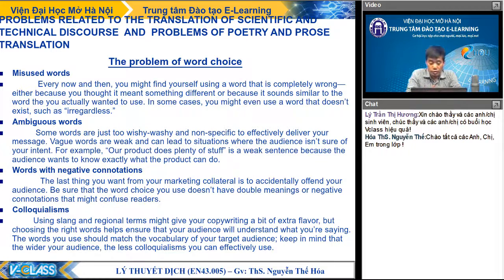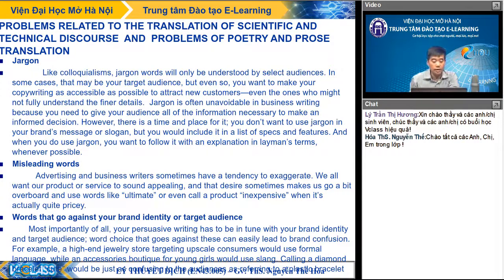And now we move on to some problems of word choice. In word choice, we have mixed words, misused words, ambiguous words, words with negative connotation, and colloquialism. They have different points to consider. And now jargon. Like colloquialism, it is rather difficult for us to translate jargon words. They will be understood by selected audiences. It means that only some people know the jargon. In some cases, that may be your target audience, but even so, you want to make your copywriting as accessible as possible to attract new customers.